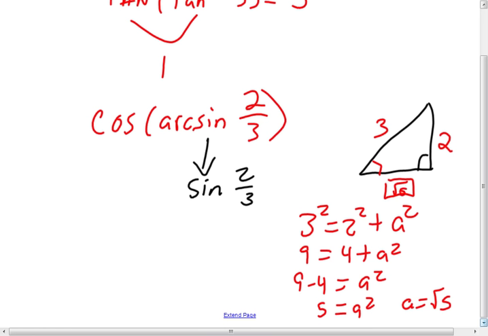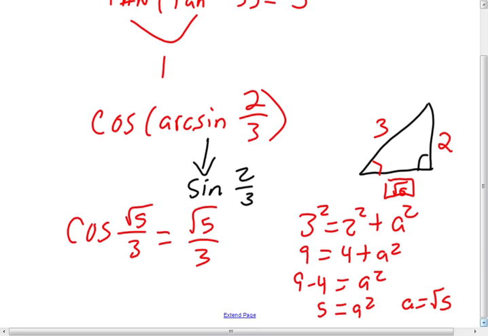So now looking at this triangle, what is the cosine of this angle? The cosine is going to be adjacent over hypotenuse. So the cosine is going to be square root of 5 over 3. So that is indeed our answer, square root of 5 over 3. That's the case you have to be leery of when you're working with inverse functions for the trigonometric ratios.